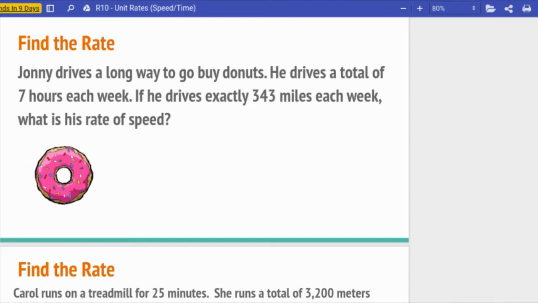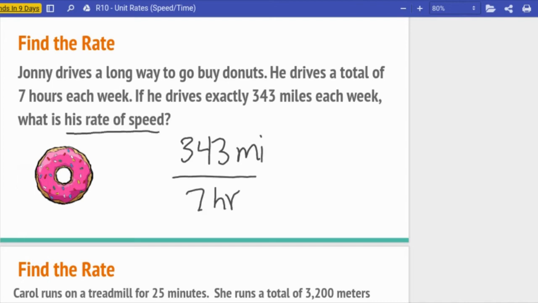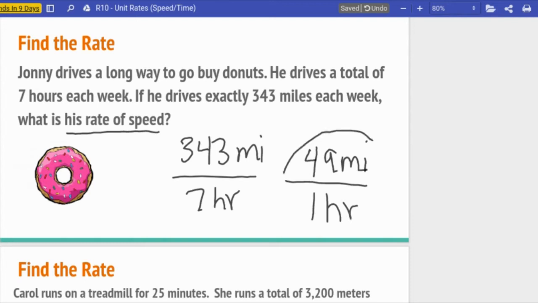Okay, if Johnny is driving 343 miles in 7 hours, I am looking for his rate of speed, which means I'm looking for the unit rate. I've been given a rate of how fast he's traveling, but not the unit rate. So I need to scale it down to 1. So I have 343 divided by 7. And if you do that correctly, you will get 49 miles in 1 hour. So that right there is his rate of speed. He is traveling 49 miles per hour.